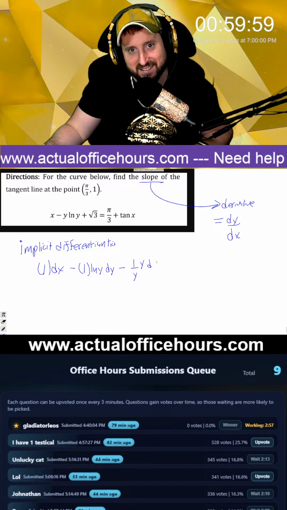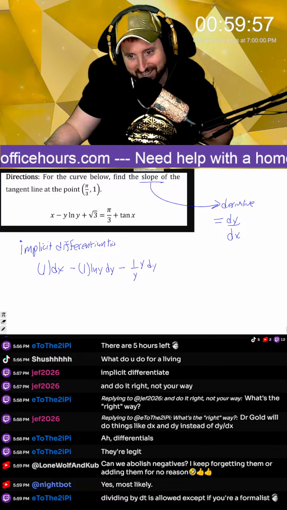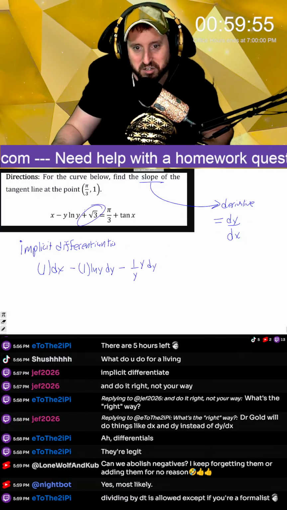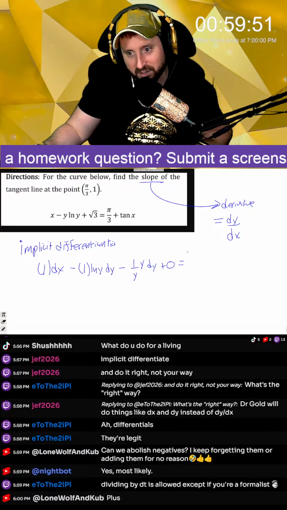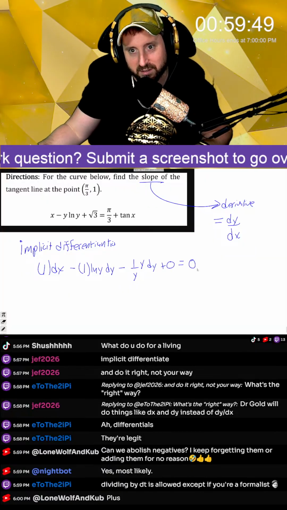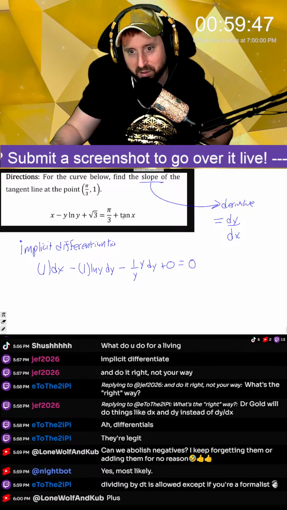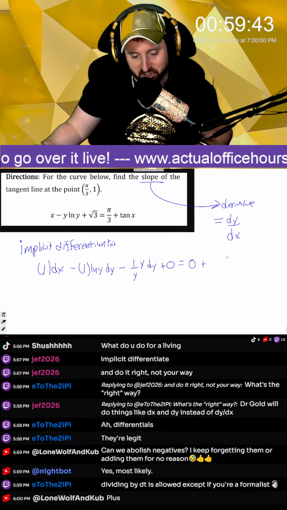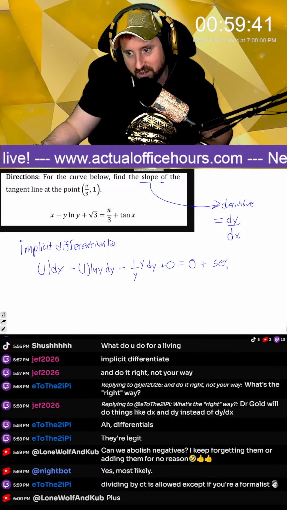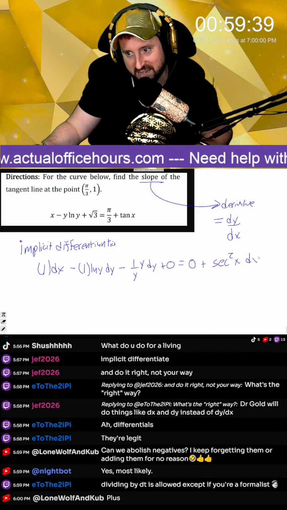Dividing by dt is allowed except if you're a formalist. Yeah, I don't know. All right, derivative of square root of 3 is 0. That's a constant. We don't care about that. Derivative of pi over 3 is 0. Great. And then plus tangent of x. Derivative of tangent is secant squared. So I'm going to say secant squared of x, and then that's dx.